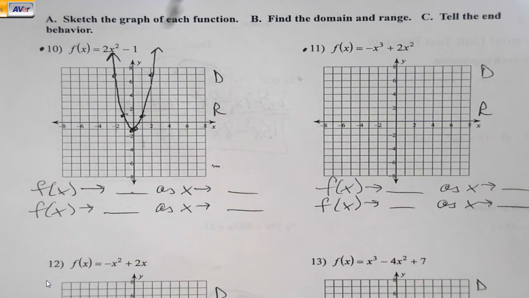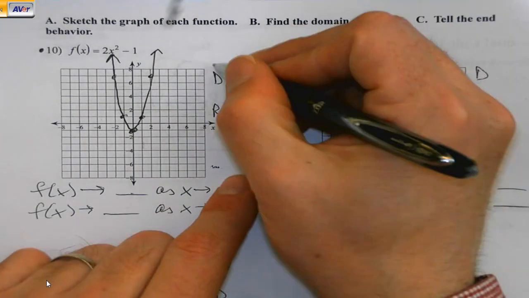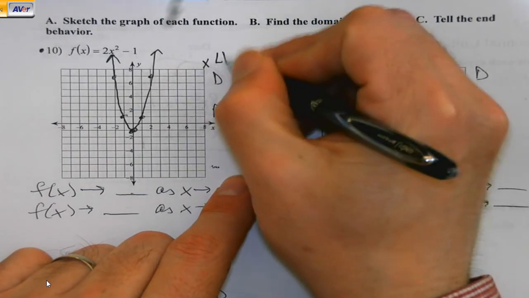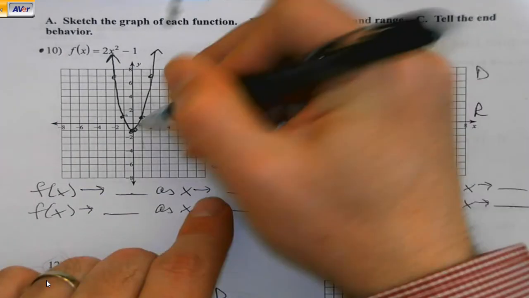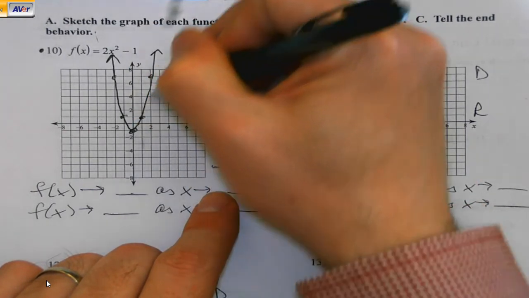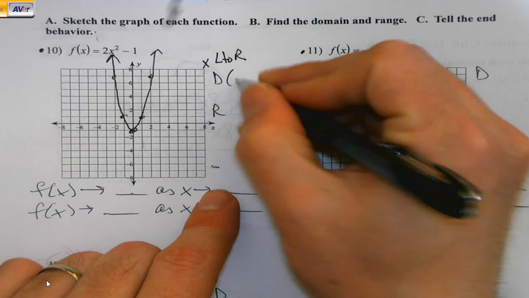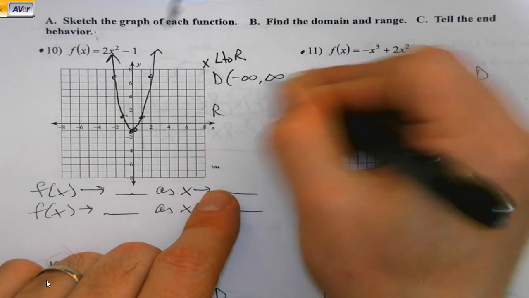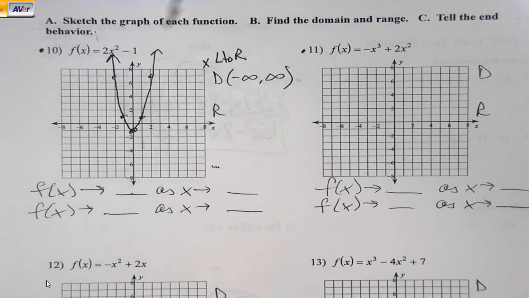So, find the domain and range. Okay, domain, again, x values, left to right. Well, this is extending out forever to the left, extending and expanding out forever to the right. So my domain is all real numbers, negative infinity to infinity.